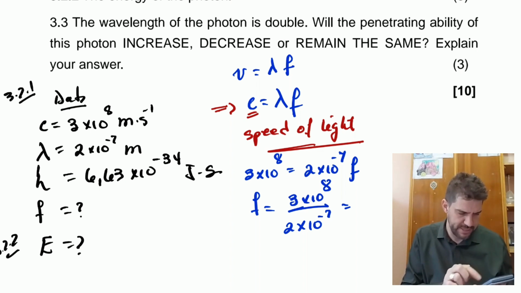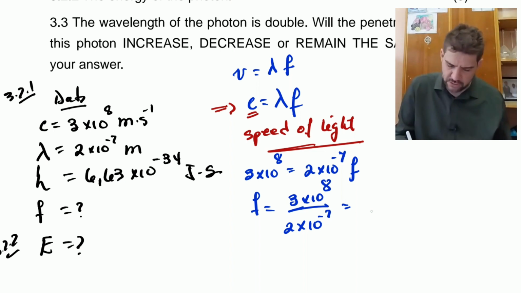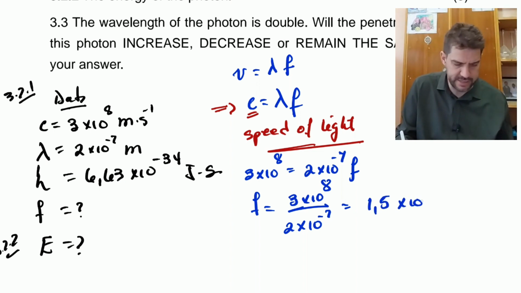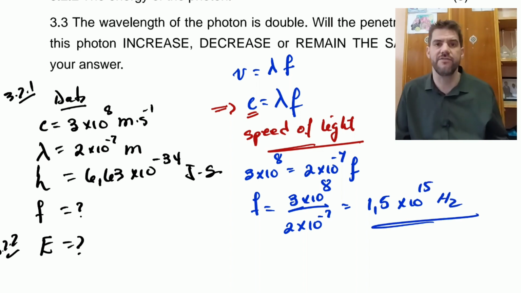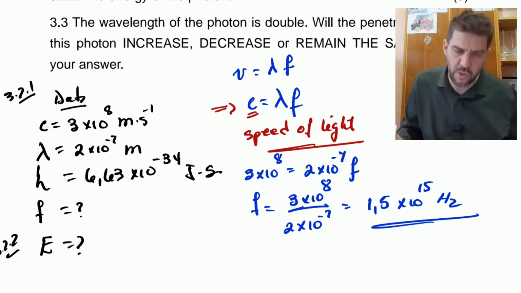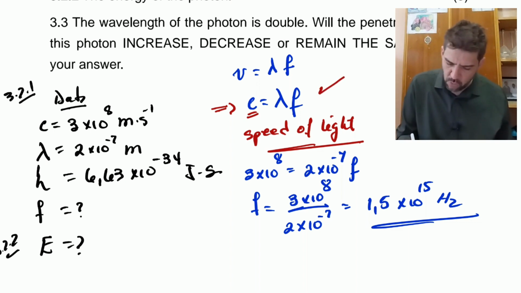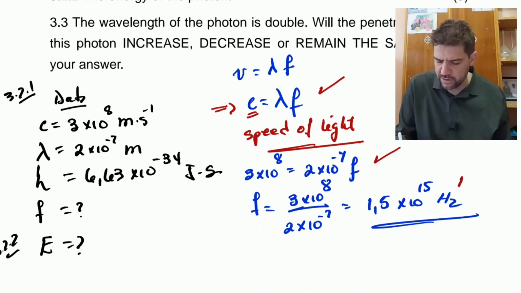Let me just calculate, guys, with my calculator: 3 times 10 to the 8 divided by 2 times 10 to the minus 7. You'll get that the frequency is 1,5 times 10 to the 15 hertz. That is the frequency. Marking wise is quite simple. One for the formula, one for the substitution, one for the final answer.